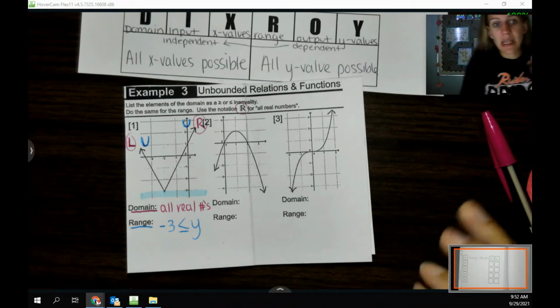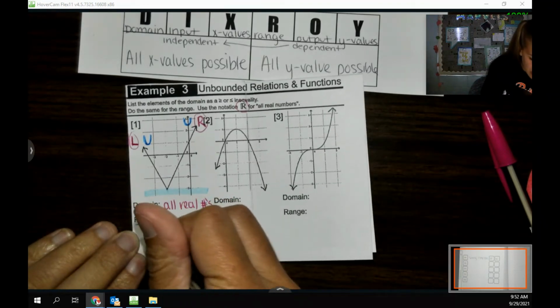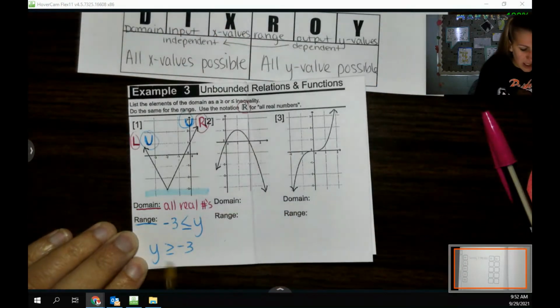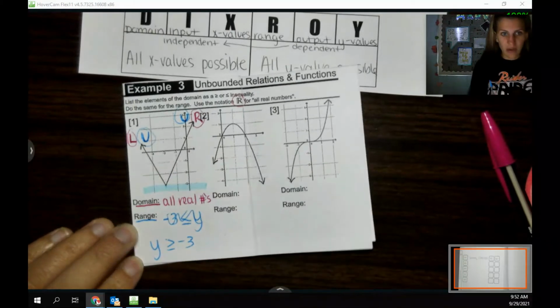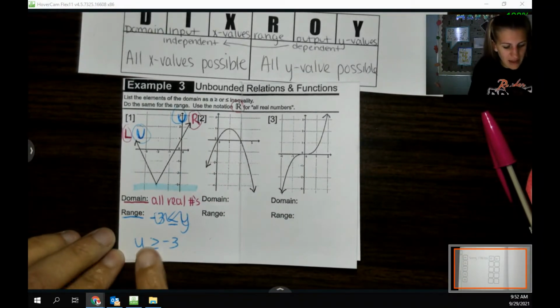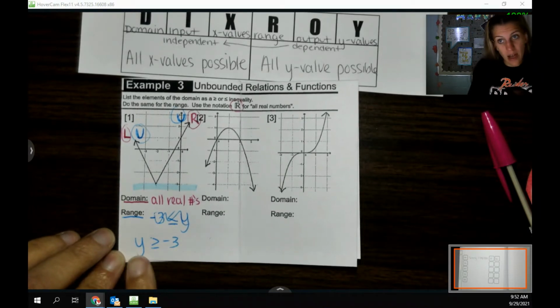I hate how I wrote this. I'm going to swap it around because I really want to think y is greater than or equal to -3, because up in my brain is greater. So, oh my gosh, ignore that. I'll say it better next time. So all the y values got bigger than -3. It started at -3 and went up from there.